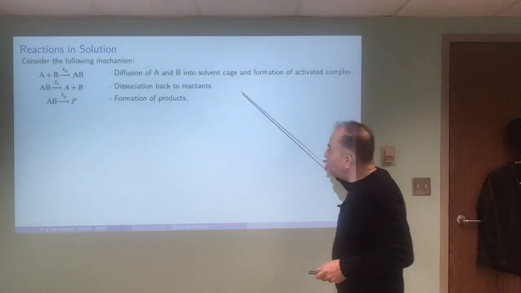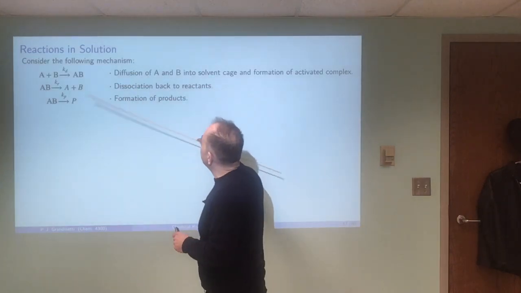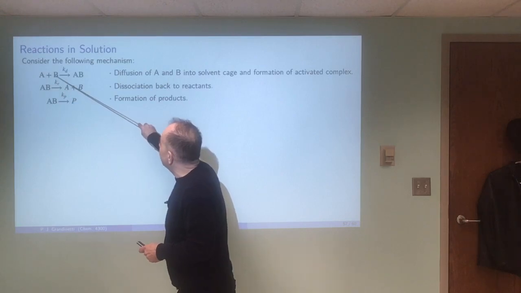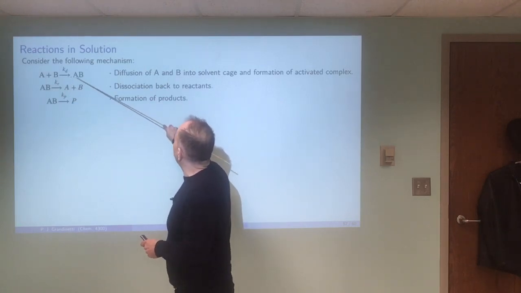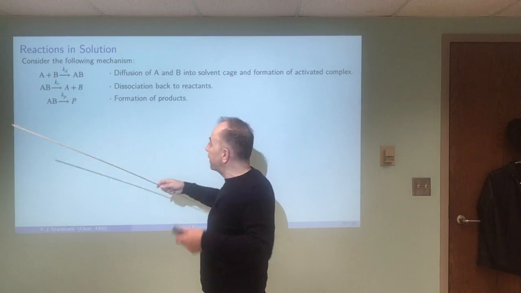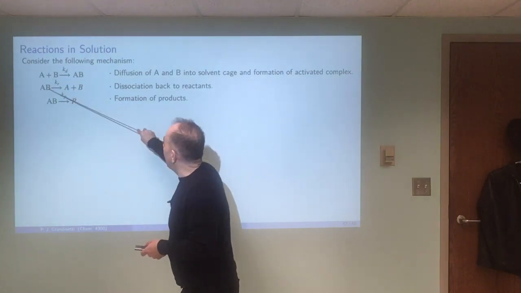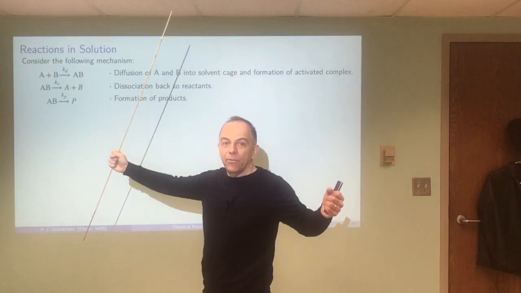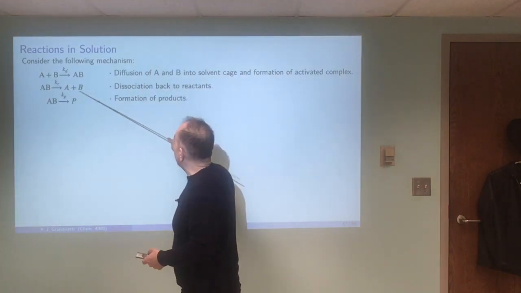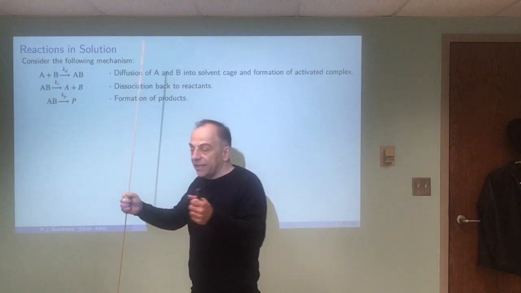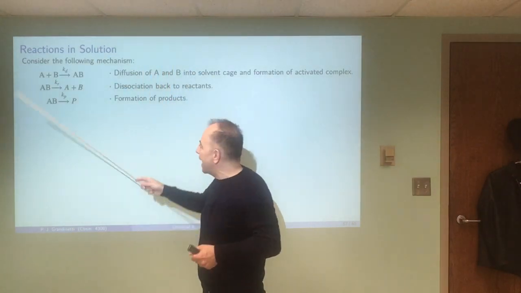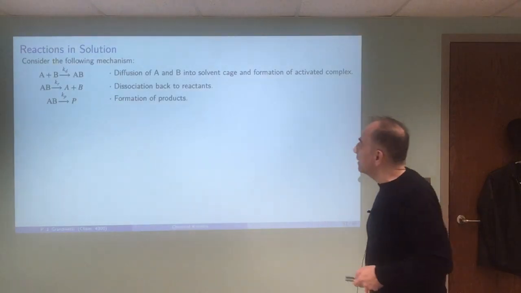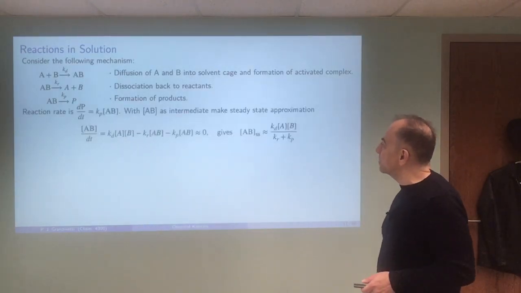So we can write down the mechanism for this reaction in solution as the following steps. First is A and B finding each other. This is the diffusion of A and B into that solvent cage. Then there's the possibility that they might get into the solvent cage but then leave without reacting, so they go back to A and B. And then there's a possibility that when they're in the solvent cage, they react and form the product. Those are the three steps in the mechanism that we imagine for this reaction in solution.